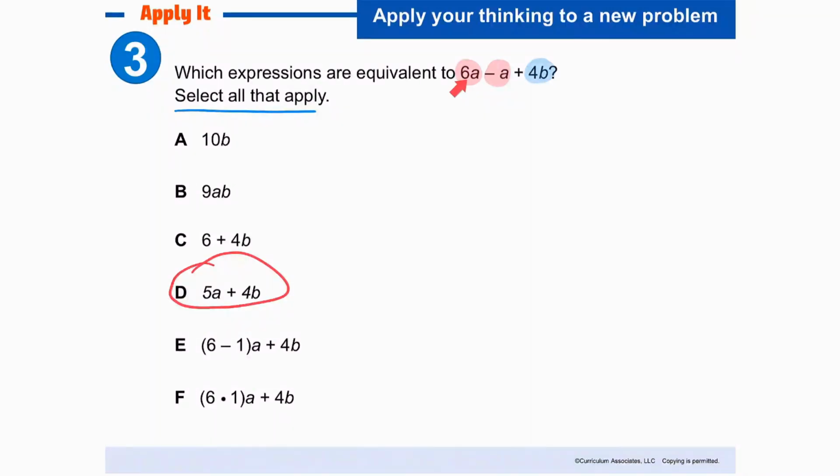Okay, but now that I've found one, I'm going to go back to my original response and think about how did I combine these two? What were the things that I was combining or putting together? Well, in this one, I did 6 minus 1a, right? And then I brought down my 4b. Do I see any that look like that? Yep, it's right here. It looks a little wonky, but same thing here. Okay, so we just found two equivalent expressions to the one that we have up above here.